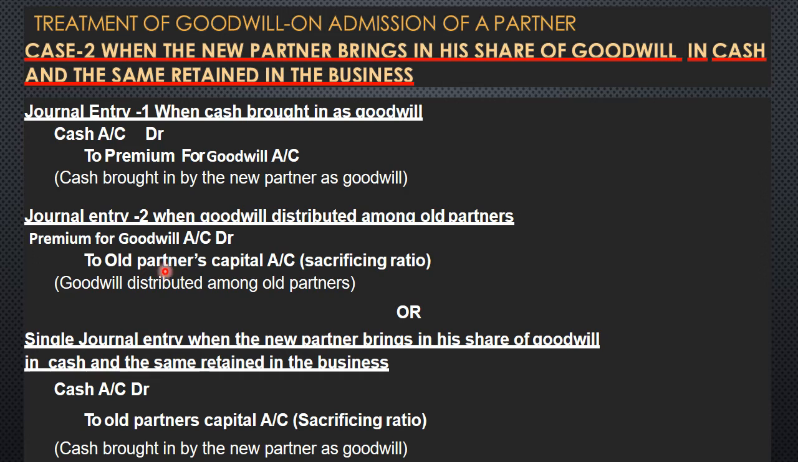Now, in place of these 2 entries, we can pass a single entry. And that entry is cash account debit to old partners' capital account. And again, here old partners' capital account means only those partners who are sacrificing their share in favor of the new partner. See what happened here. The premium which is credited here and the premium which is debited here will cancel out. And in place of that, one entry is passed, that is cash account debit to old partners' capital account.